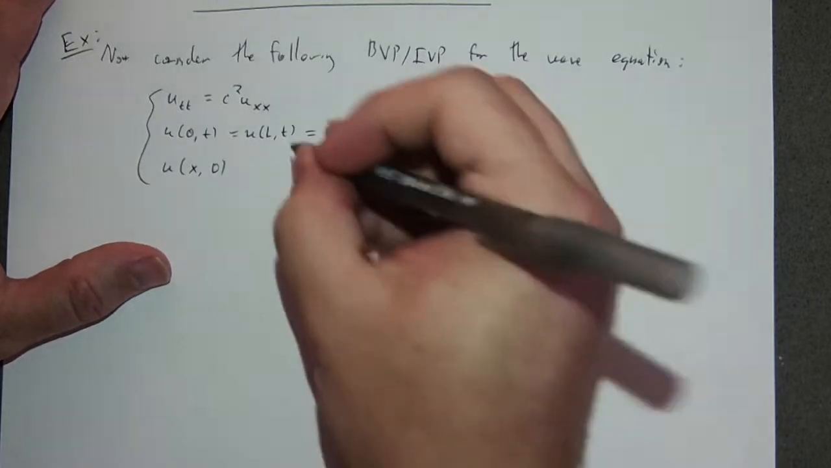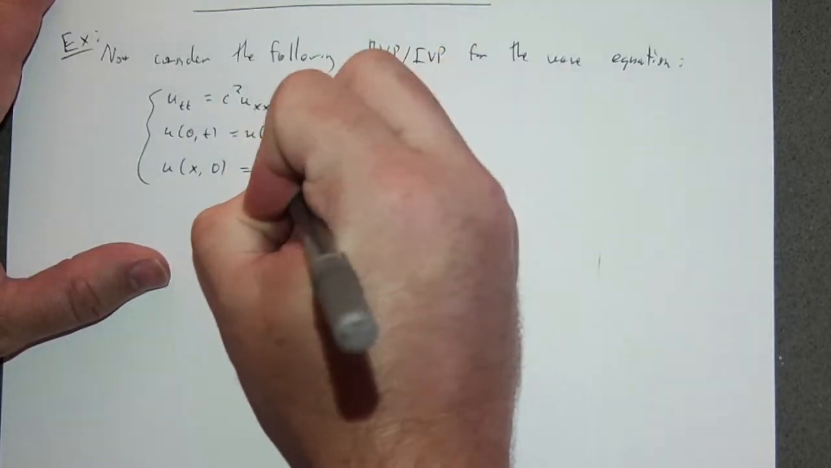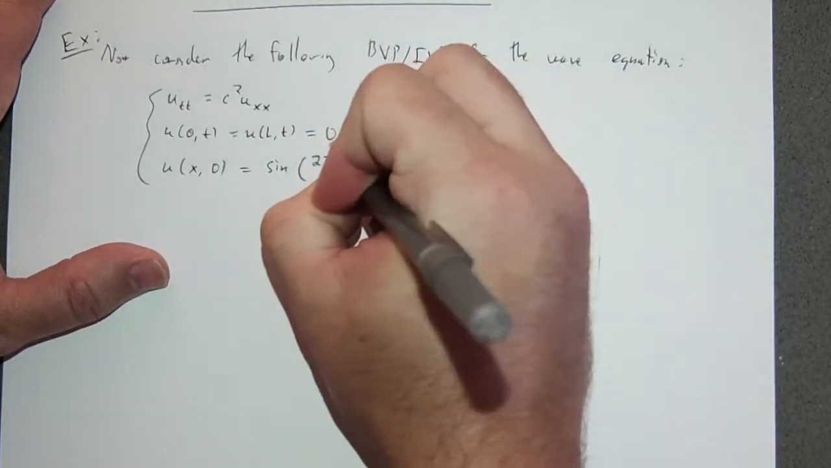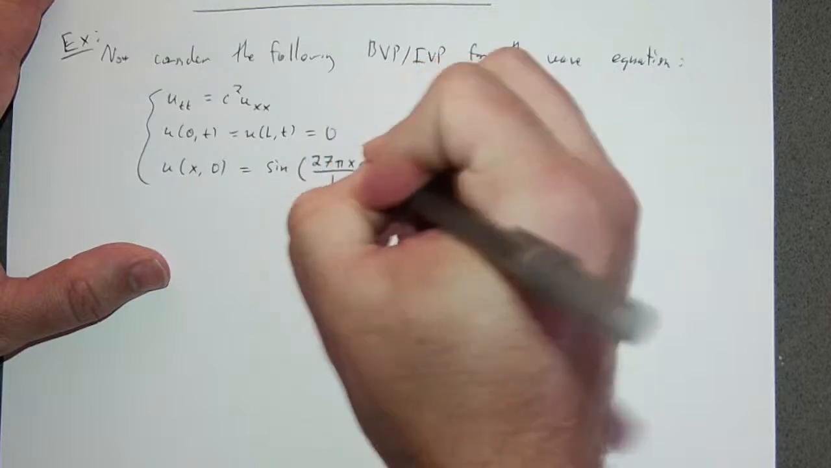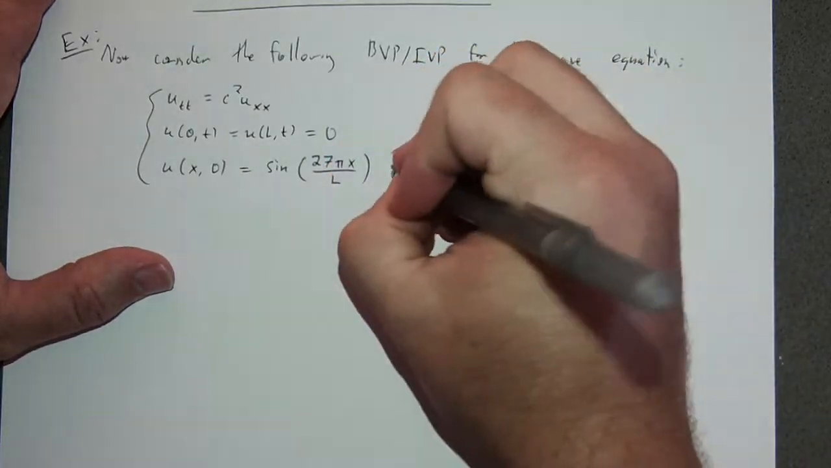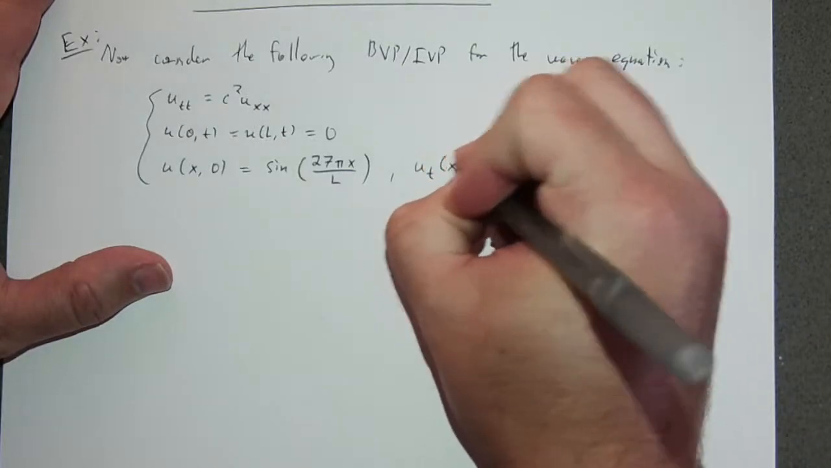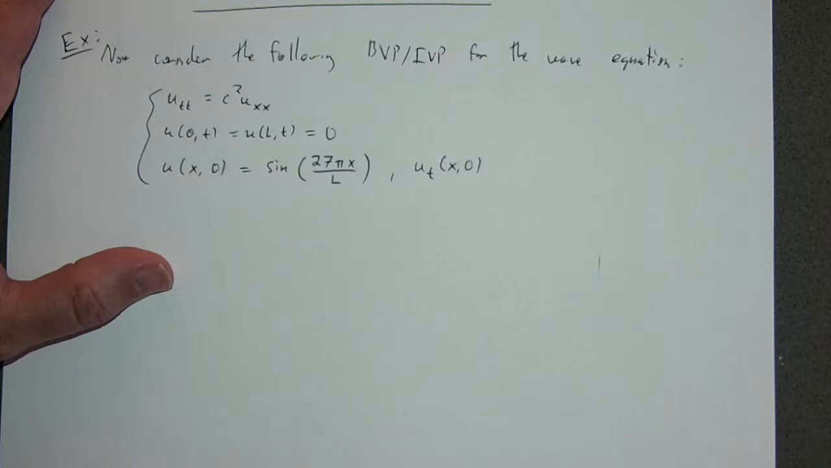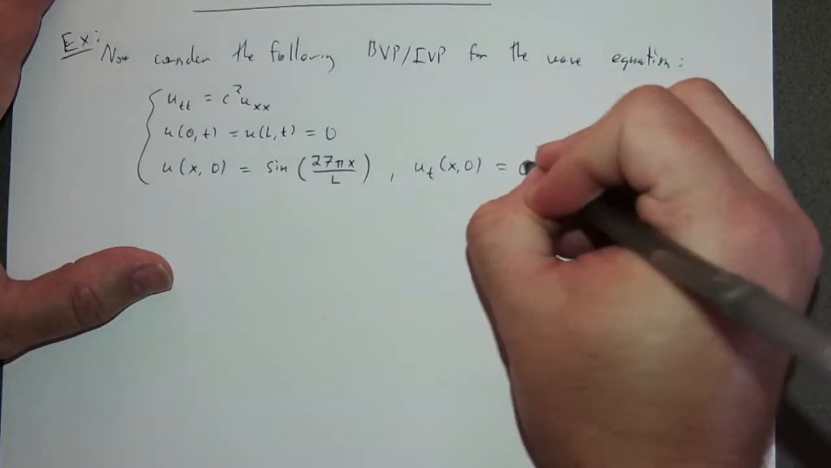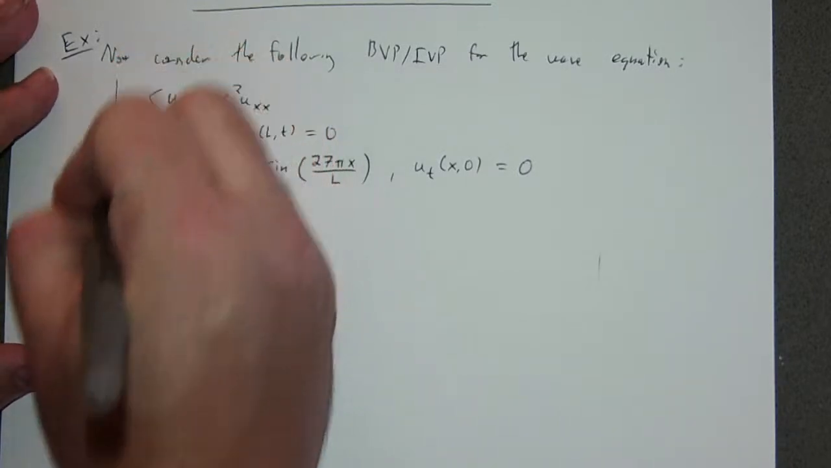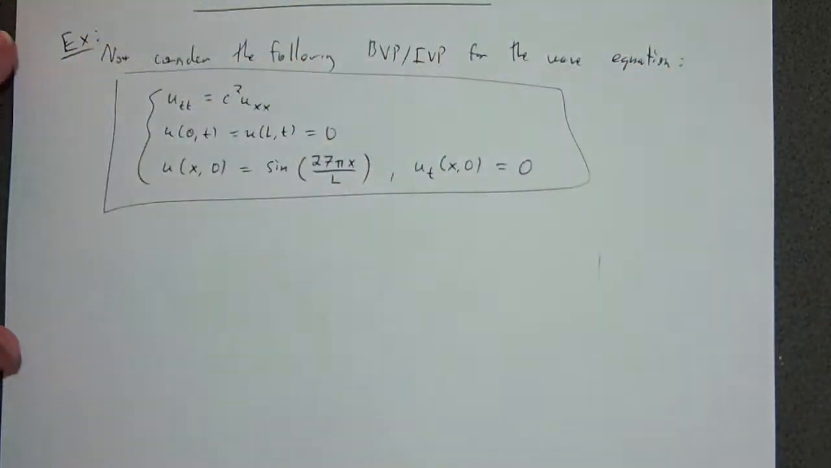And suppose that my initial displacement is sine of, we'll say, 27 pi x over L. And let's suppose my initial velocity is 0. Okay. So then what does a solution to this look like?